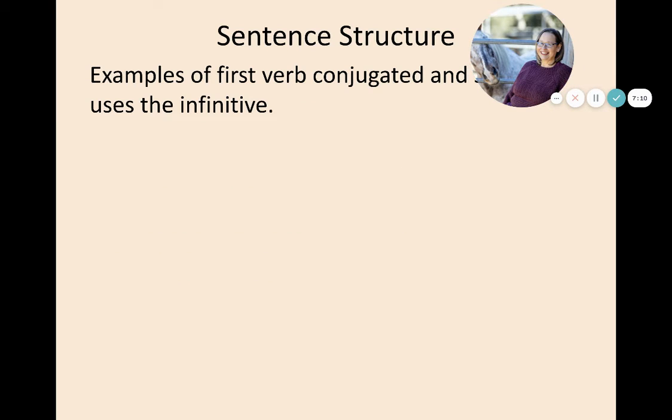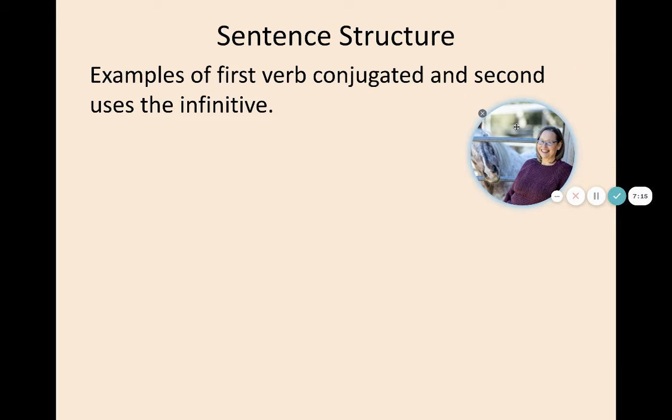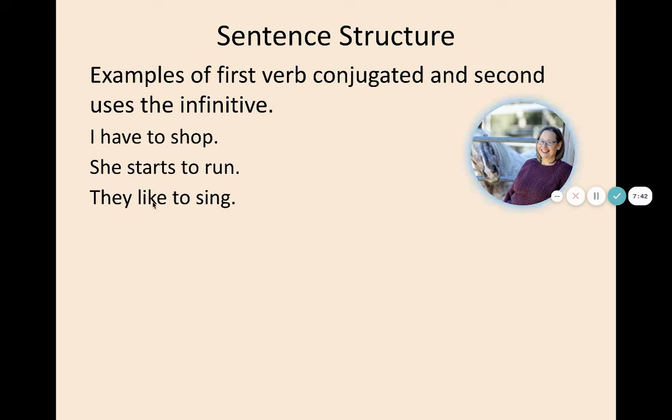Examples of the first conjugated and second use of the infinitive. Okay, sorry. I have to shop. Okay, she starts to run. So the first verb, have, would be conjugated. The second one, to shop, would not be conjugated. She starts would be conjugated. To run would not be conjugated. They like to sing. The like would be conjugated. The to sing would not be conjugated.